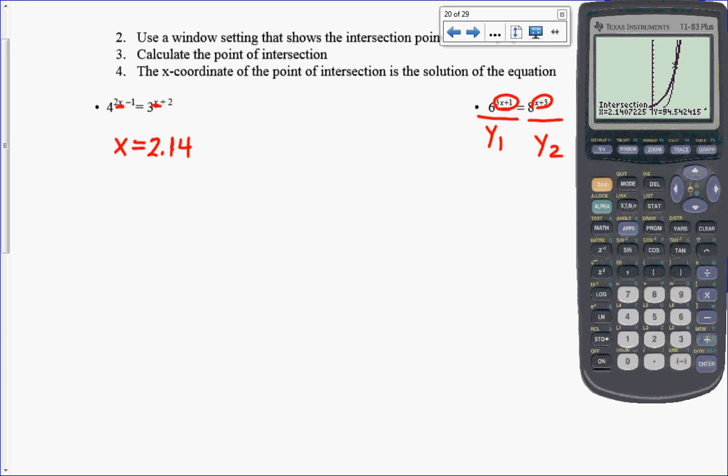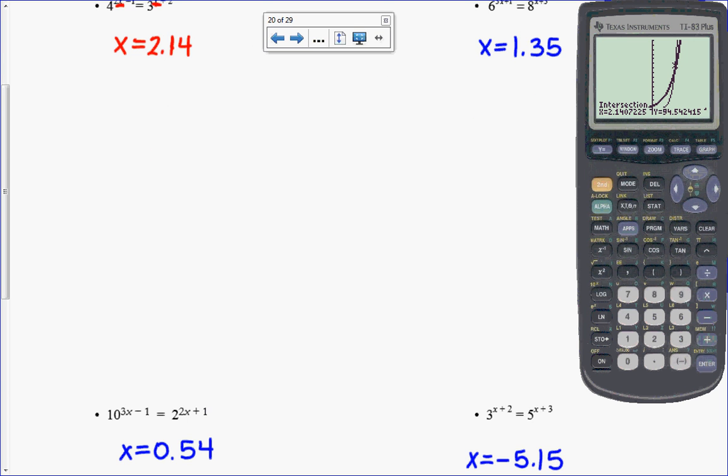Okay, so I would like you to try the remaining 3 on that page. So pause the video, do those 3, and then restart the video to check your work. Okay, the answers to the remaining 3 on that page are on the board, so just check your work and make sure that you got the same things that I did. And as long as you did, you're golden.